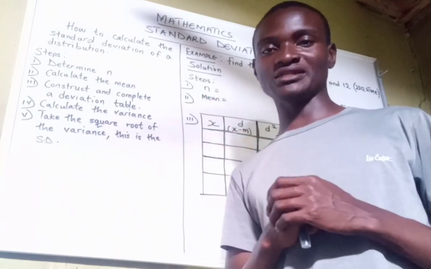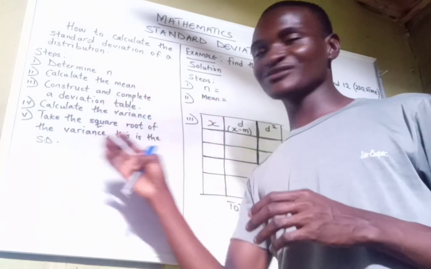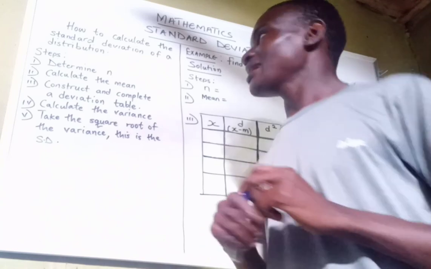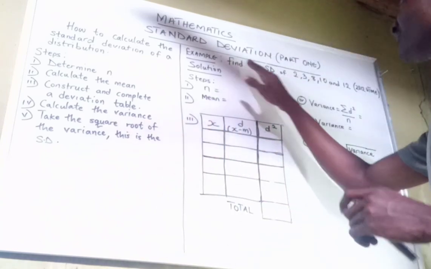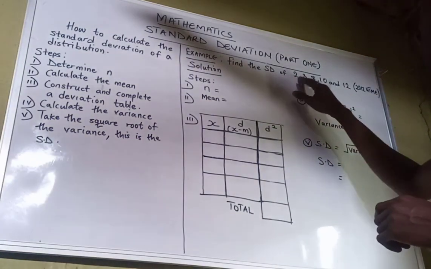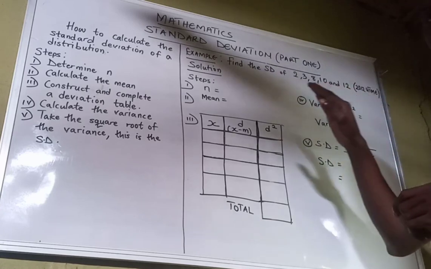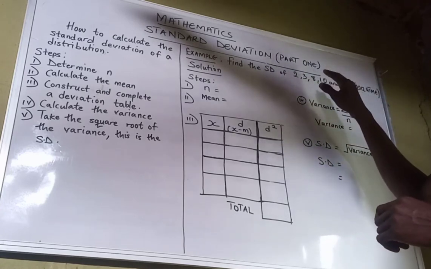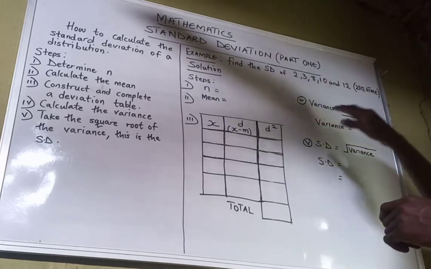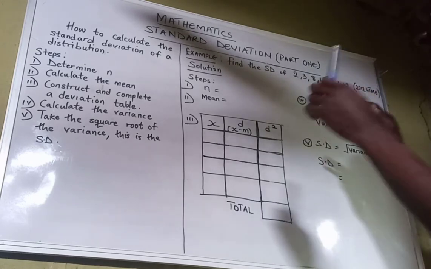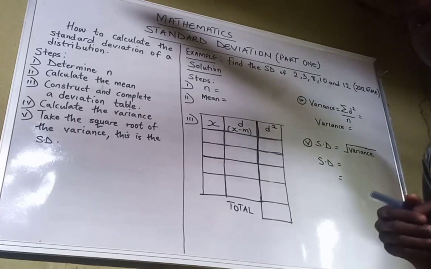Now let me show you with an example how to carry out all these steps to determine the standard deviation of a distribution. Find the standard deviation of 2, 3, 8, 10, and 12. This is a UTME question for 2012, and we are going to find the solution to this question right away.